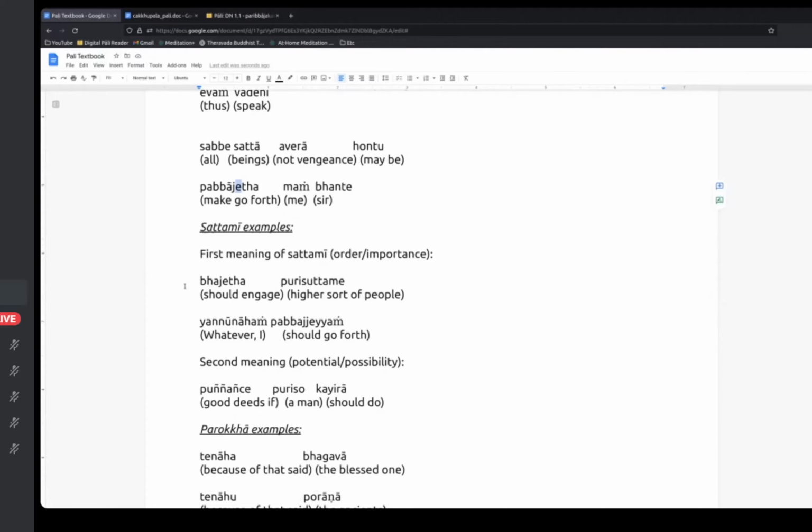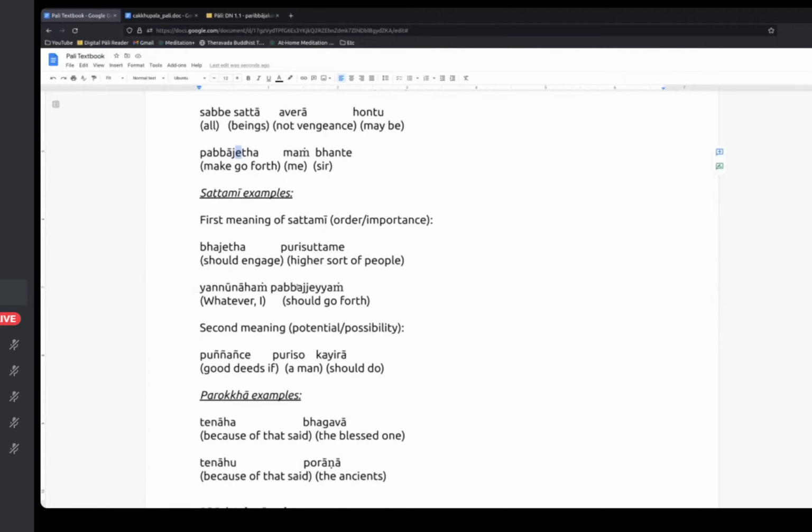Satami, I've said before, I should go forth. Pabajayang, I should go forth. One should engage. Bhajeta purisutame, one should engage with the highest sort of people. But here's the second meaning. Punyanche puriso kayira. And kayira is satami. It's a strange form of satami, but it is.